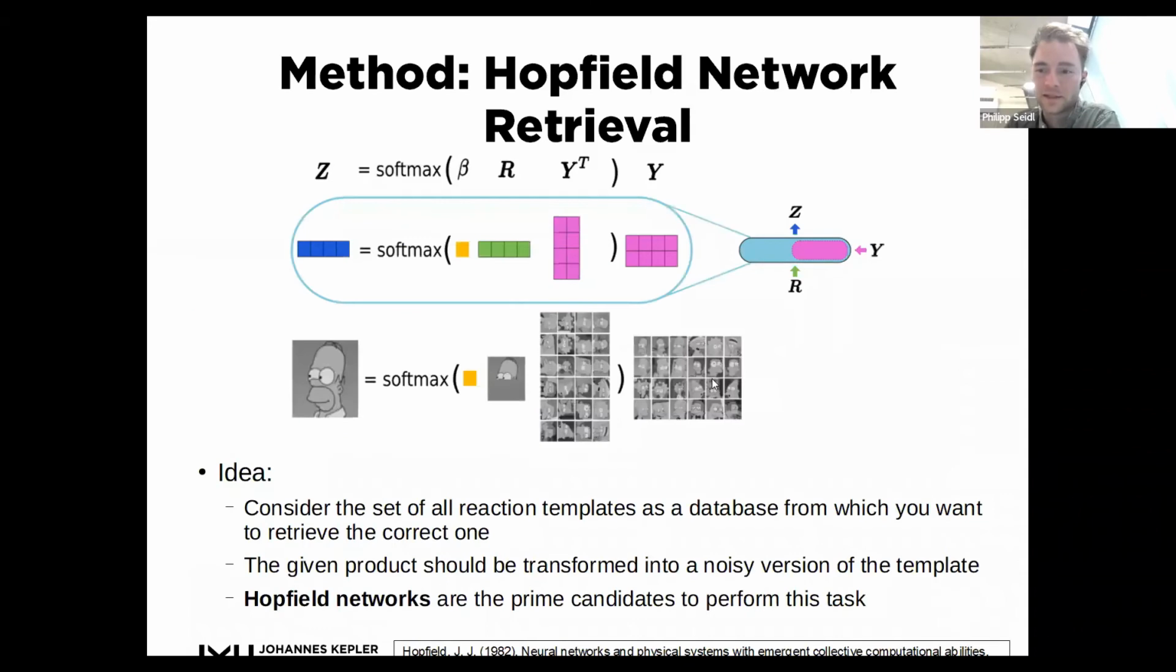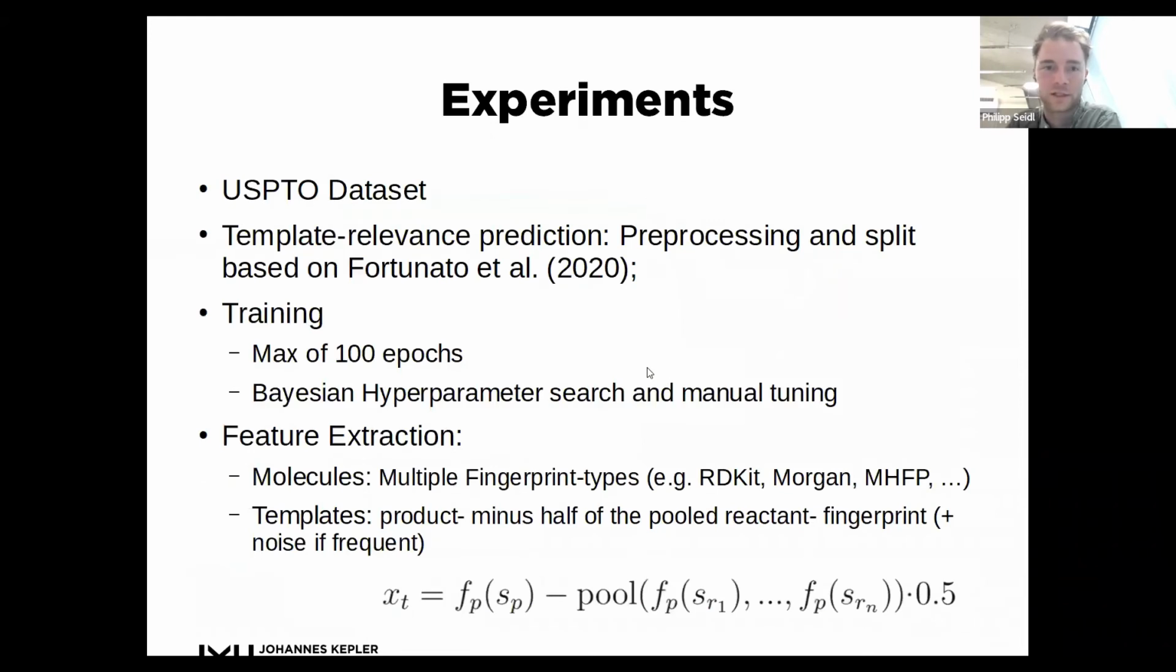Is that clear? Should I clarify this more? Otherwise I will switch over to our experiments section. We've done extensive experiments, mostly with the USPTO dataset. I will talk later a bit about the USPTO dataset. There are raised hands. Thanks, please speak right away.